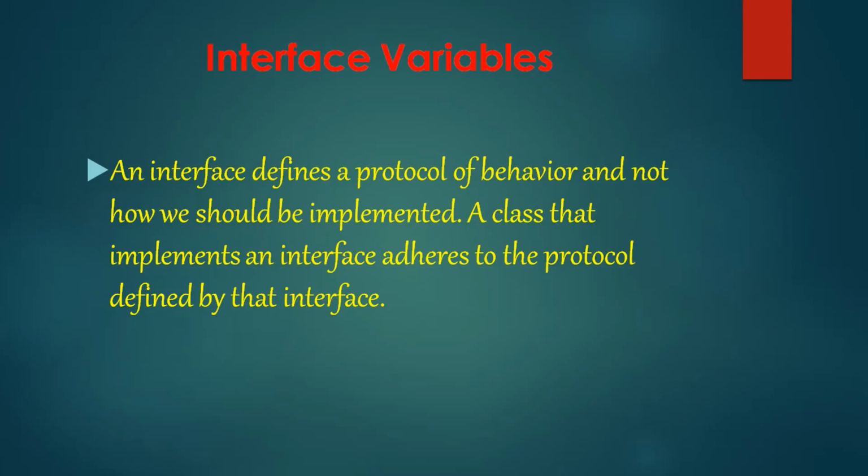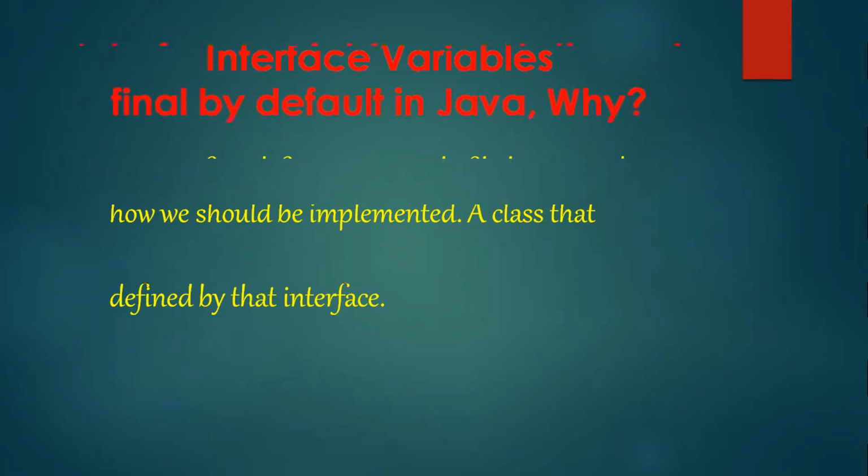What are the data types of these variables and how can we implement the variables in an interface? As we know, an interface is a mechanism which is used to achieve 100% abstraction. And any members defined inside the interface don't have any body. So how can we create variables inside the interface? Let's discuss it.